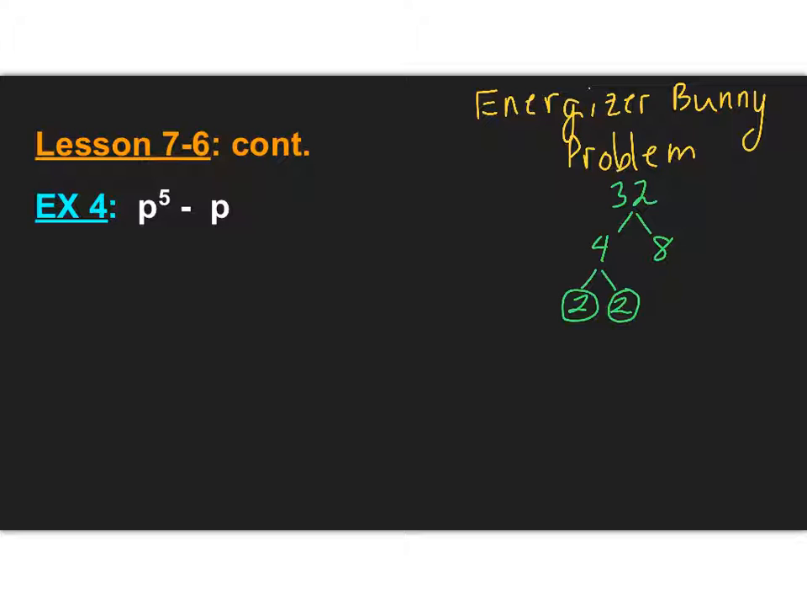But 8 can keep going. It gets broken down into 2 and 4. 2 is prime, so that one stops, but the 4 can keep going. It gets broken down into 2 and 2, and finally we're completely done and stop. Energizer Bunny's dead. So as you look at a problem like number 4, the greatest common factor is always your first question. So we're going to factor that out first.